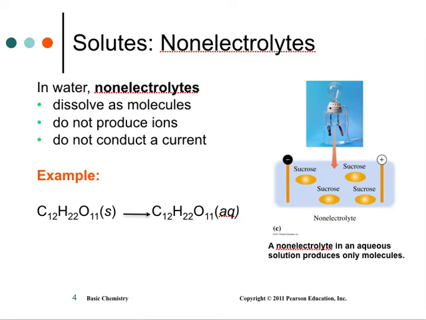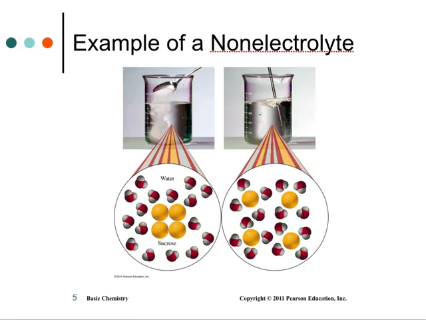So a non-electrolyte is all molecules. There are no ions, and there would be no electric current at all. If you were to dissolve sugar in water and put a conducting light bulb attached to a battery in, you would get no glow at all. Okay, it's a non-electrolyte. It only produces molecules.